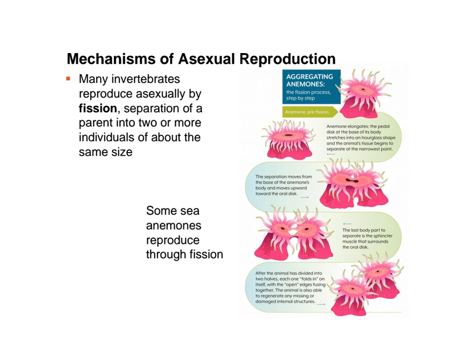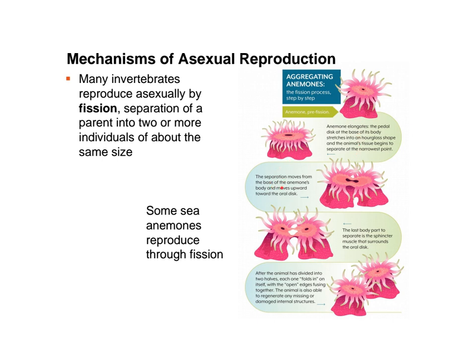Another form of asexual reproduction is called fission. Fission occurs when a parent organism separates into two or more individuals about the same size. So sea anemones are able to reproduce in this way. In this picture here, you can see that here's an anemone pre-fission. The anemone begins to elongate. The petal disc at the base of its body stretches into an hourglass shape, and the animal tissue begins to separate at the narrowest point down the center.